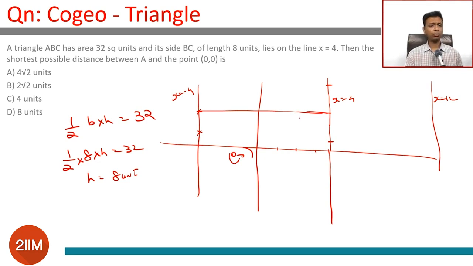The shortest possible distance between A and the point 0, 0. This is the point 0, 0. A can lie anywhere here or anywhere here. So for the shortest possible distance, A should be here on this line. This distance is 4 units. Done. A should be -4, 0. B and C could be any 2 points such that the distance is 8 units lying on the line x equal to 4. And very simple question, once you get a reasonable sense of the diagram, and choose the base to be BC.